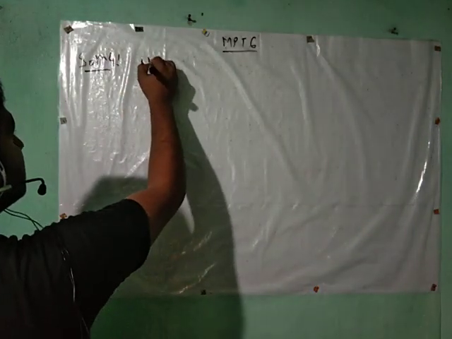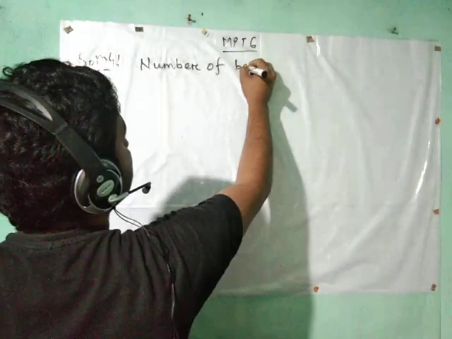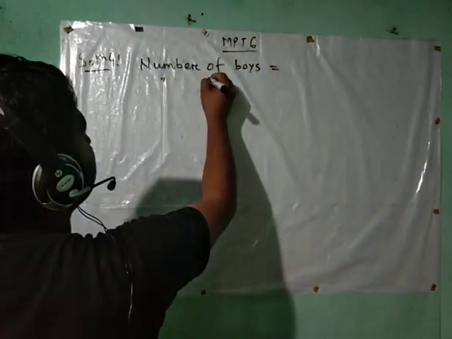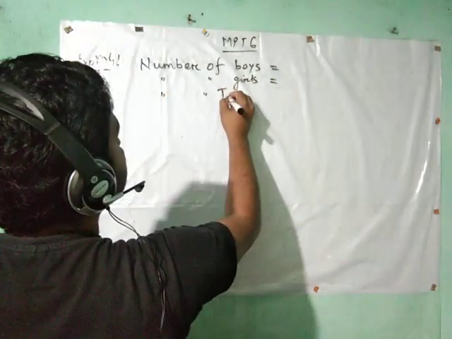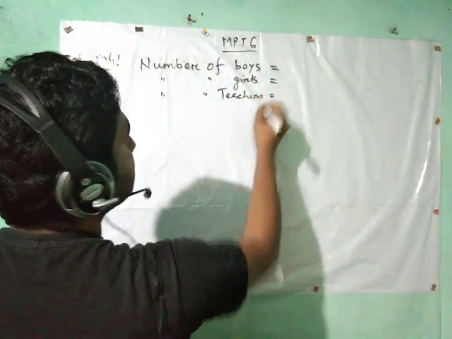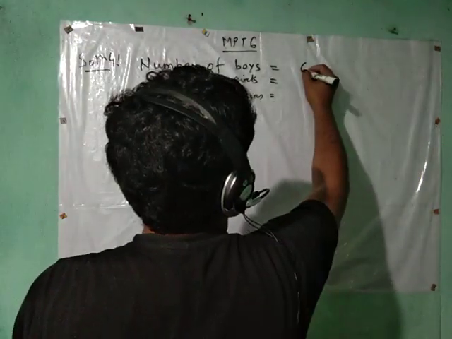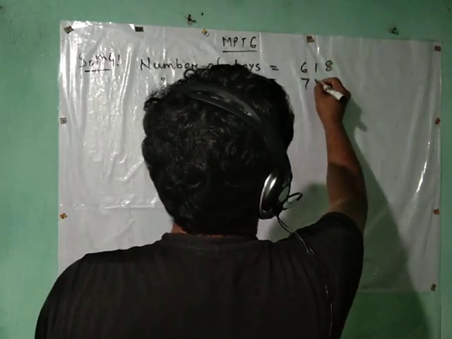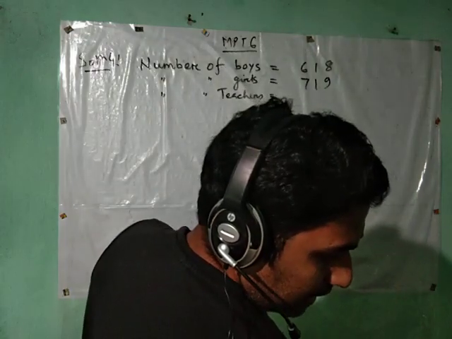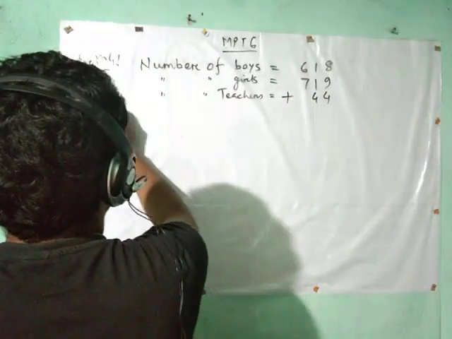First we have to write the statements. Number of what? First boys. Number of boys. Then number of what? Girls. Then number of what? Teachers, right? Number of boys, how many? 618. Put some space and then write 719 is the girls' number. Yes or no? And then 44 is the teacher. Number of teachers, 44. Now you have to add them all.